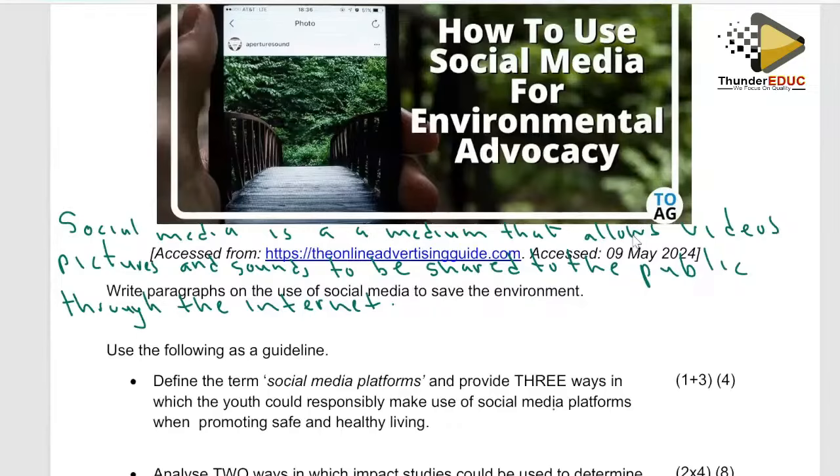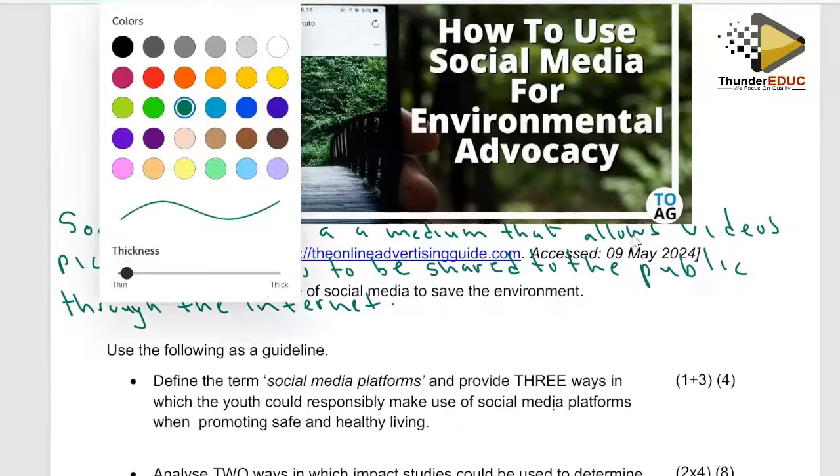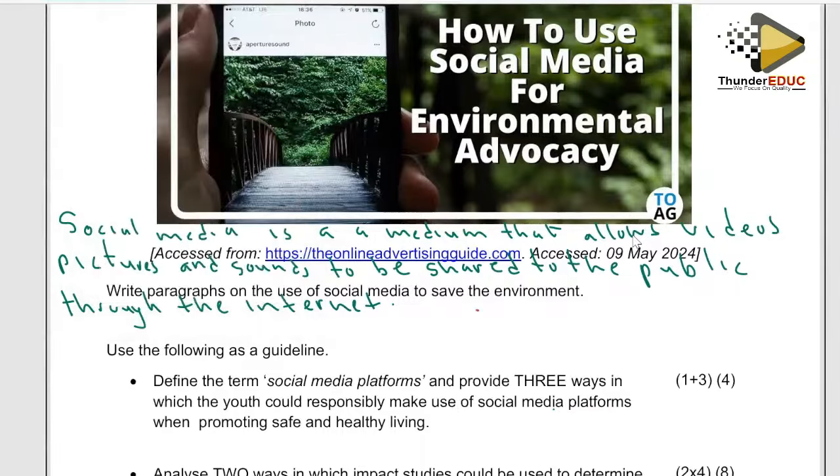So the second part of the question reads: three ways in which the youth could responsibly make use of social media platforms when promoting safe and healthy living. The first thing is that they need to respect the rights of others. So that is a safe way.